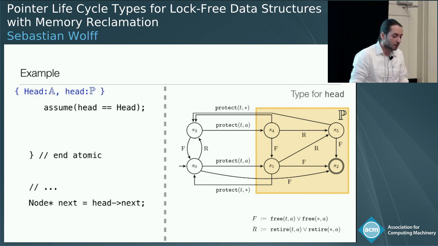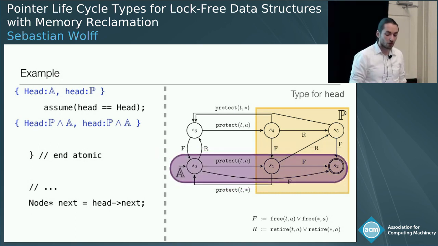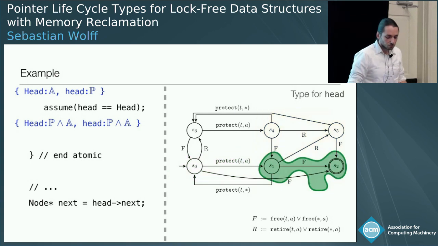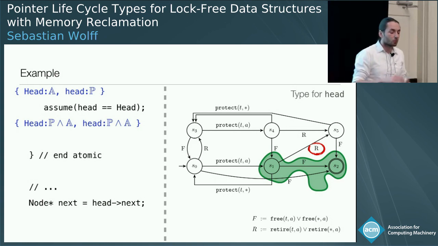Next, we have an assumption. This is basically an unrolling of an if loop that says that both the local copy and the shared head are equal. So we combine the types. So we end up with P and A. For the moment, you have to believe me that this is actually the set of states that are captured by A. And what we can do is compute the intersection. The problem with this is that there is an R transition here, which is explained at the bottom, which means that a retire of the thread that we are typing or any other thread can take us out of the green region.